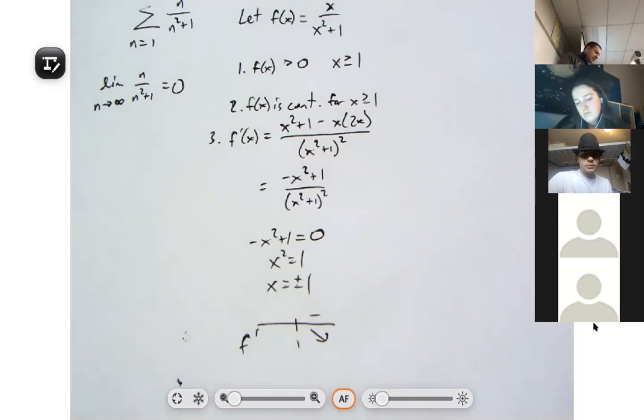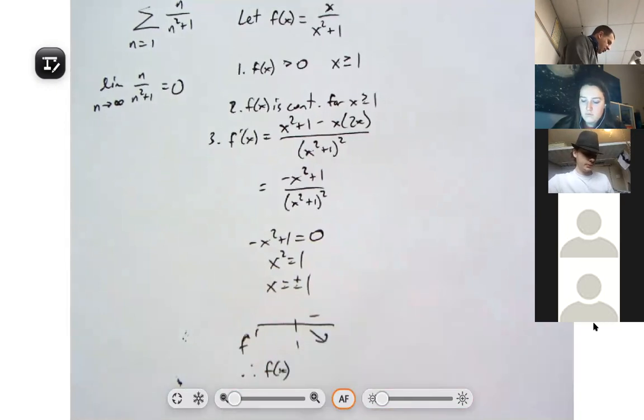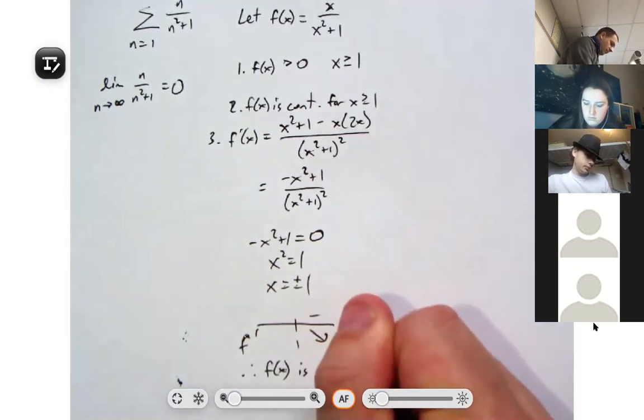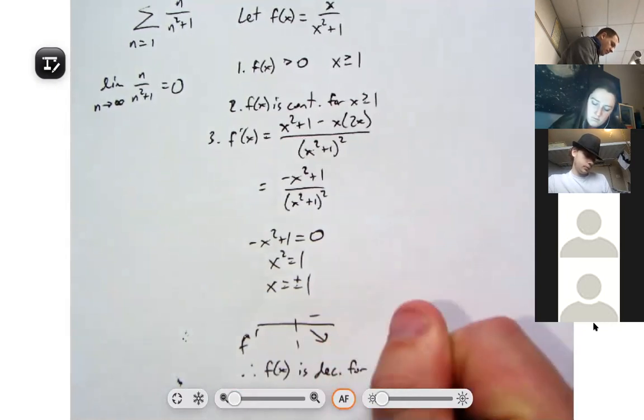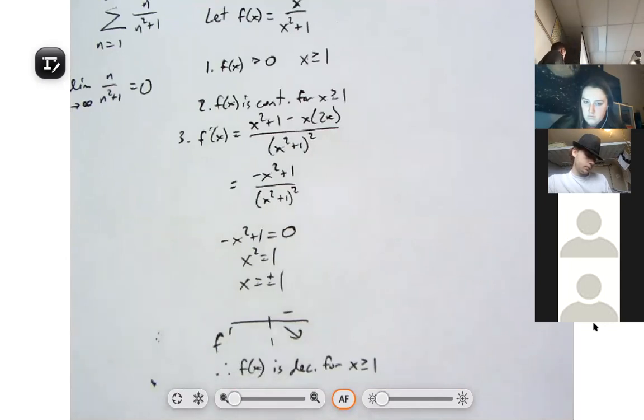What that means is our function is decreasing for x greater than or equal to 1. That was the third condition that needed to be met. We haven't even actually done the integral test yet.